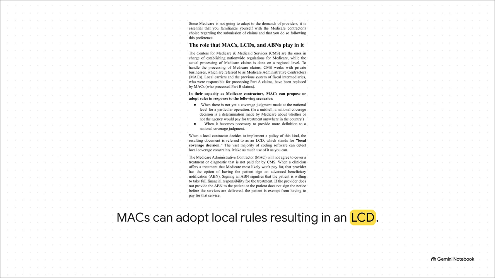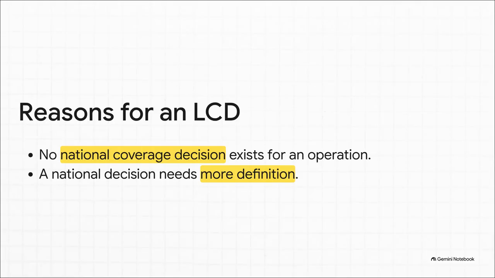And this brilliantly illustrates where the regional rules come into play. While CMS sets that strict federal baseline, your regional MACs actually have the authority to propose or adopt their own local rules. When a local contractor implements one of these policies, that resulting document is called an LCD, or a local coverage decision. You might be wondering, when exactly does a MAC step in and create an LCD?